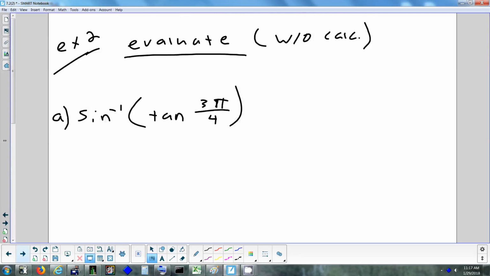Right, so what I'm going to do with this one, if they ask you to do it without a calculator, then the angle right here has got to be a multiple of 45 or 30. You can't do this in your head unless that angle is a 45 or a 30. So I'm going to focus on, just like I did last time, figuring out what that is first. And then I'll worry about inverse sine. Okay, so the tangent of 3 pi over 4.